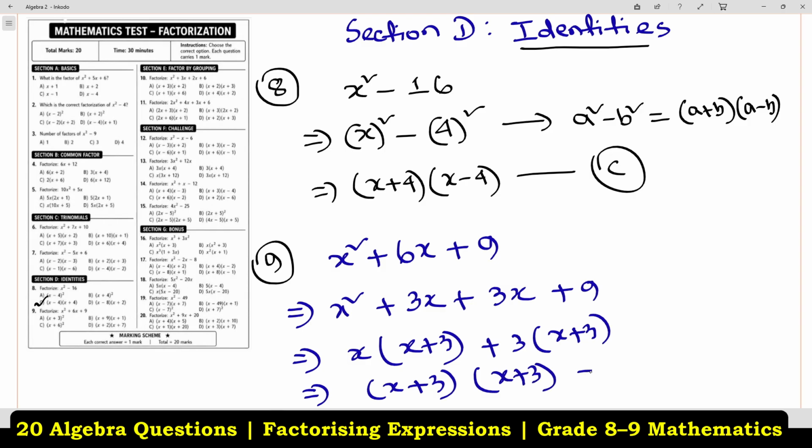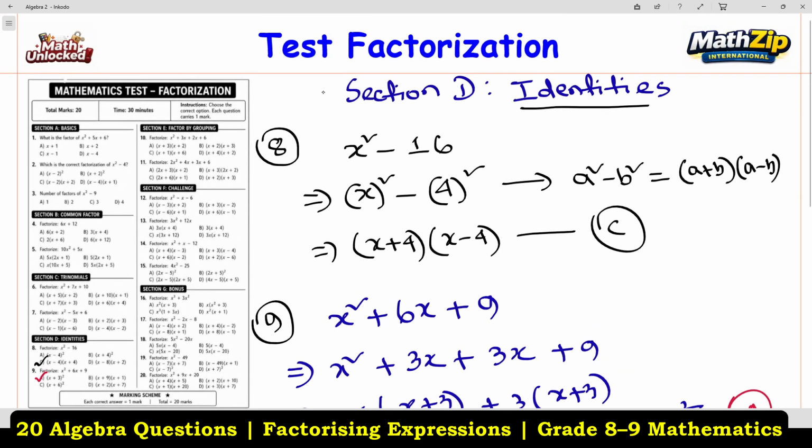So it's a similar thing. That's why we can write (x + 3) whole squared. So which one? This one is option A. A is our correct one. So Section D, done.